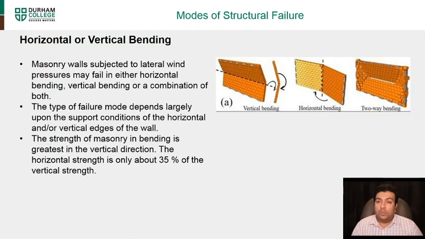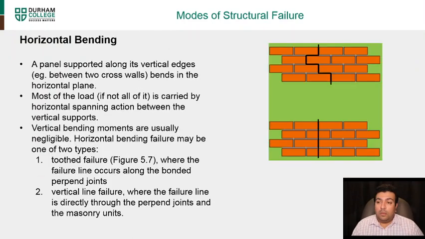Then you have horizontal or vertical bending. Masonry walls are subjected to lateral wind pressures that may fail in either horizontal bending or vertical bending, or a combination of both. So you can either have vertical bending, horizontal bending, or what's called two-way bending, where both actions are happening. So the type of failure mode depends on the support conditions of the horizontal or vertical edges and the strength of masonry in bending. The horizontal strength is only about 35% of the vertical strength, and that's why it sometimes happens less.